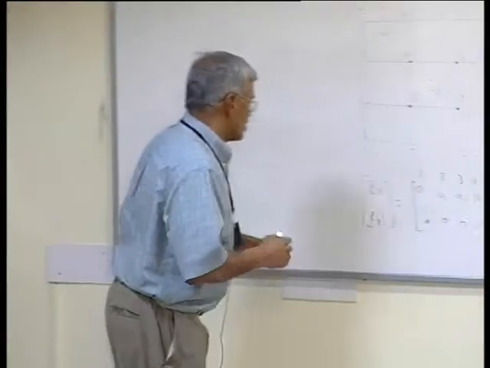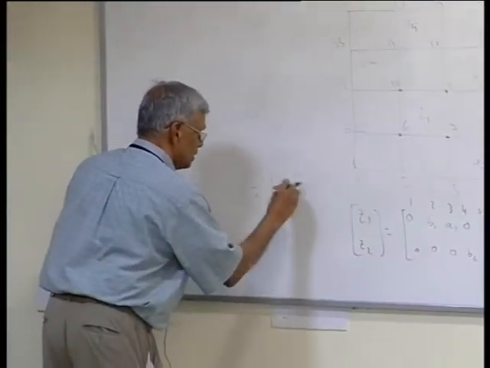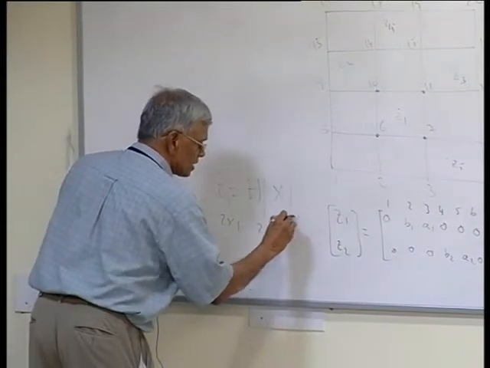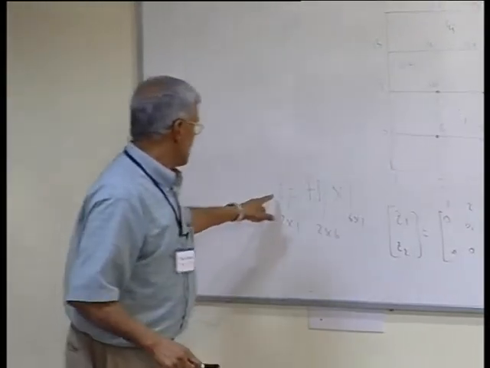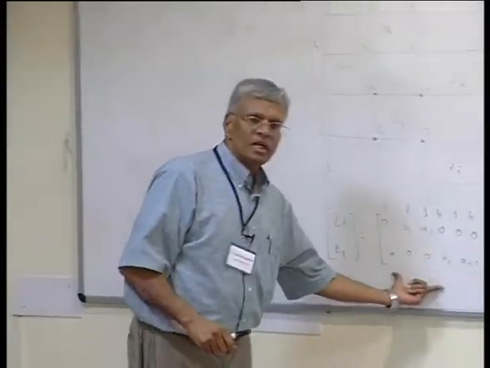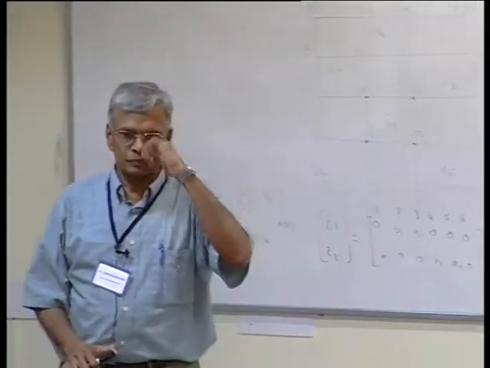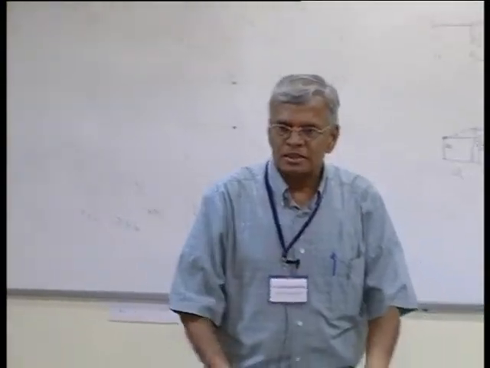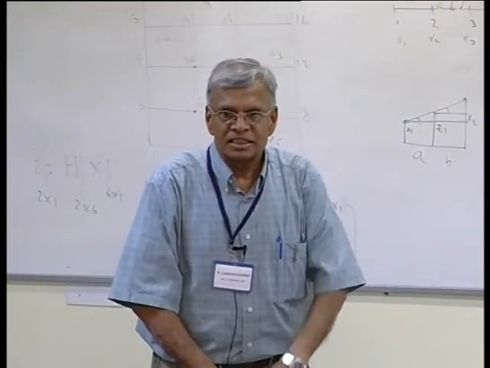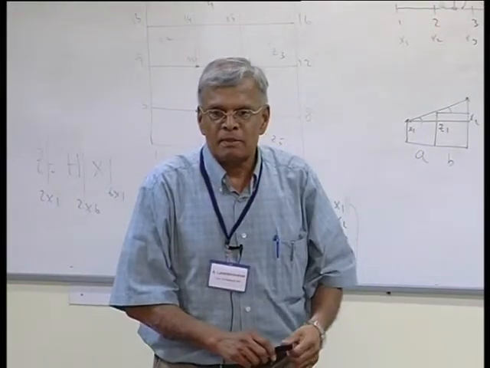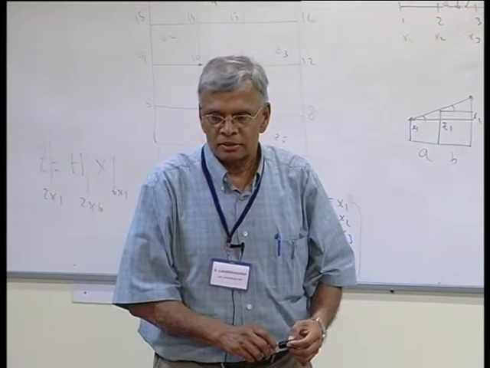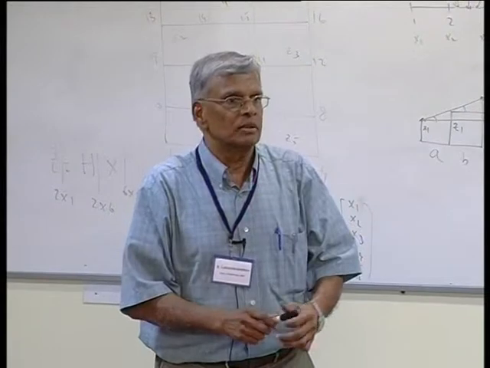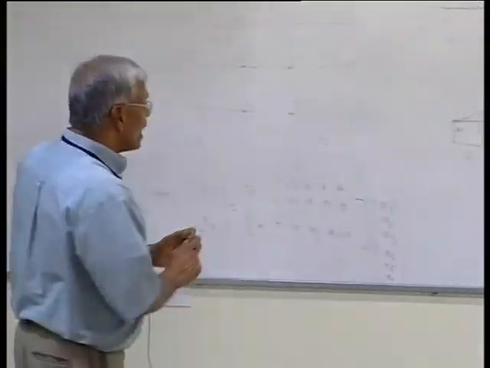Z is equal to Hx. So this is 2 by 1, this is 2 by 6, this is 6 by 1. I am given Z, I know H, find X's. So in this case, M is less than N. It's an underdetermined problem. That's exactly what Amit wanted me to talk about. We want to give an example of an underdetermined problem that comes very naturally. Amit, with me?